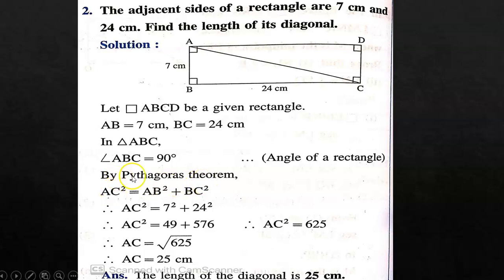And by Pythagoras theorem we have AC square, which is the hypotenuse, is equal to AB square plus BC square, which is 7 square plus 24 square. So 49 plus 576. When I add this, I get AC square as 625. So AC would be square root of 625. Taking square root on both sides, I get AC as 25 centimeters. And AC is the diagonal of the rectangle. Therefore, the length of the diagonal is 25 centimeters.